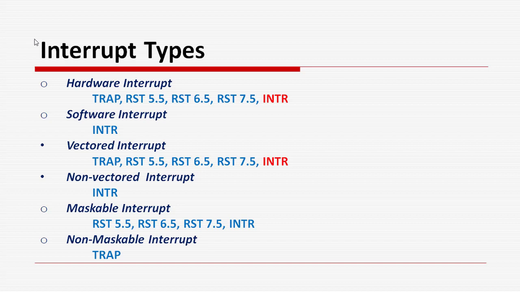Similarly, the third category is maskable interrupt. We can mask RST 5.5, 6.5, 7.5 and INTR. We can disable these 4 kinds of interrupts, but we cannot disable TRAP. TRAP has the highest priority. We cannot disable this interrupt. So these are all the classifications of interrupts.